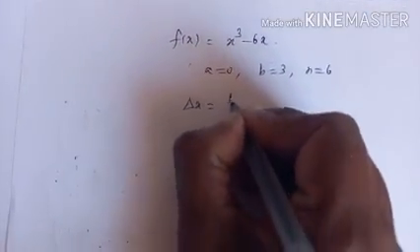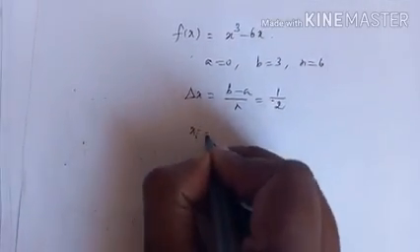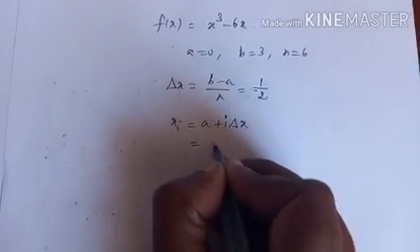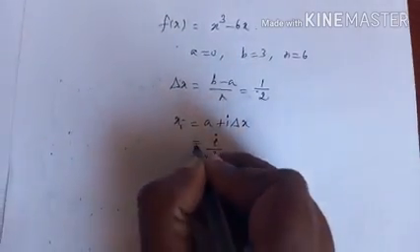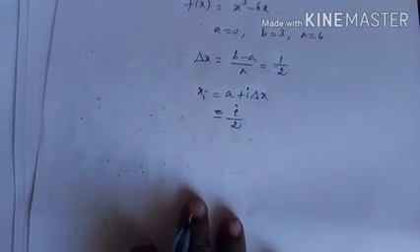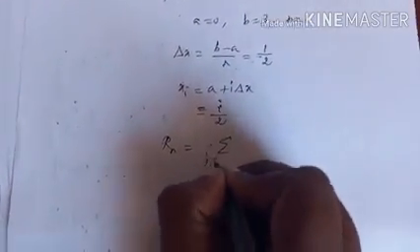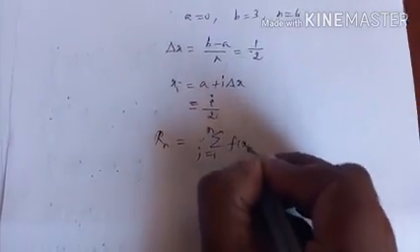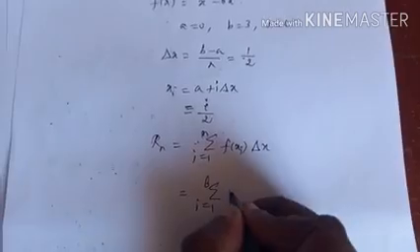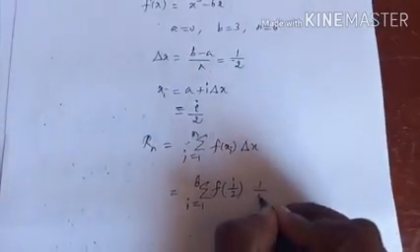Delta x is b minus a by n, so 3 by 6, which is 1 by 2. Then xi is equal to a plus i into delta x. A is 0, delta x is 1 by 2, so xi is i by 2. So what is the Riemann sum? Rn is equal to summation i from 1 to n of f of xi into delta x. Here n is 6. F of xi is f of i by 2. Delta x is 1 by 2.